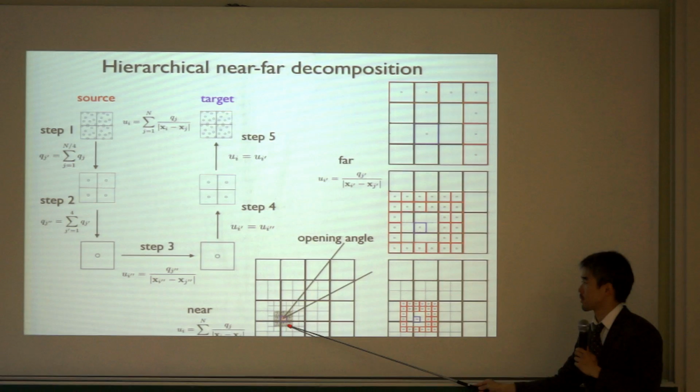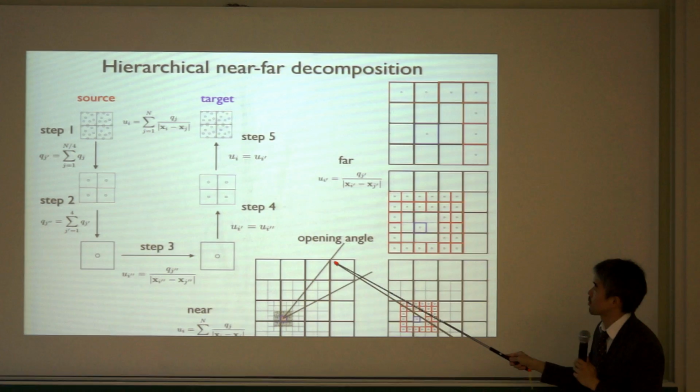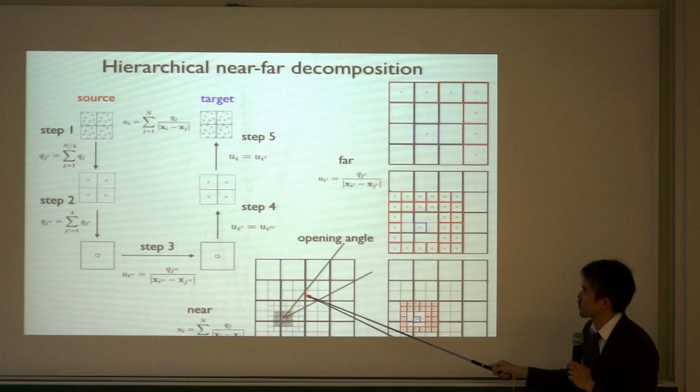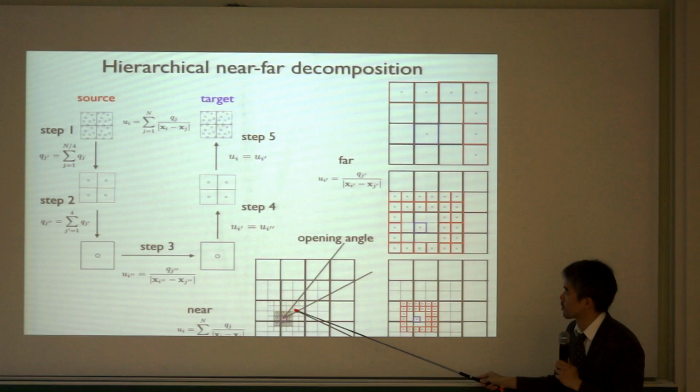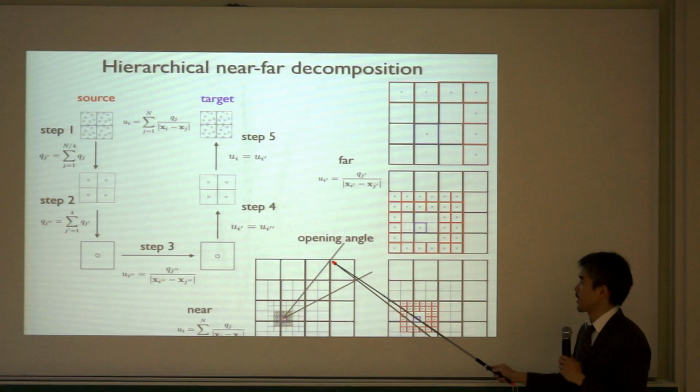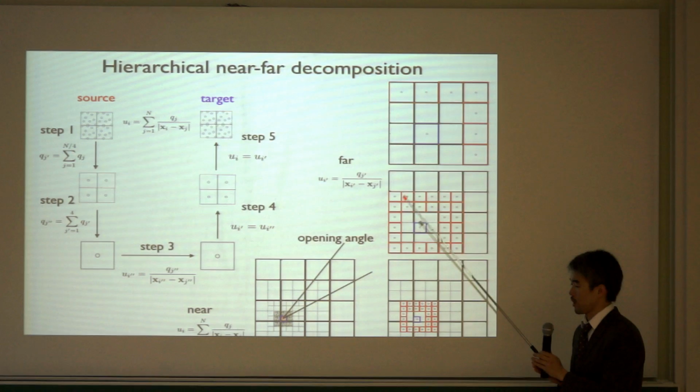So say this box here is touching these two lines. Now, this box here, the corners are touching these two lines. Again, this box here, the corners are touching these two lines. So you're sort of looking at and deciding how small the box should be in the form of an angle.